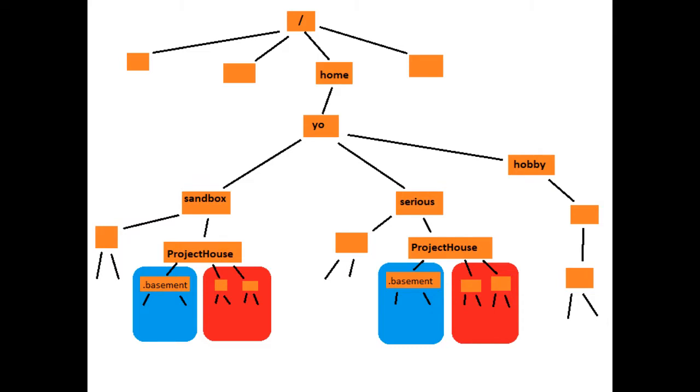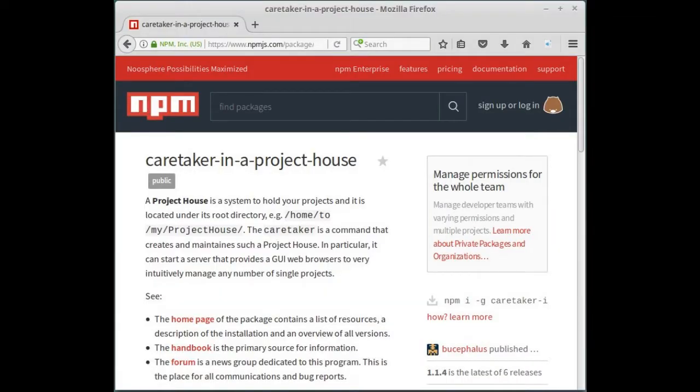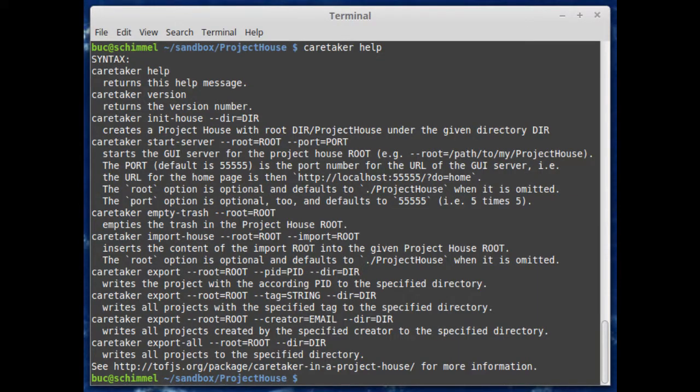You can also have 2 project houses on your machine, or more. Or the project house can exist somewhere on your local network or even somewhere in the cloud. The Caretaker is a program that creates and maintains these project houses. It is free and open source, and when installed, you have a Caretaker command available on your machine.